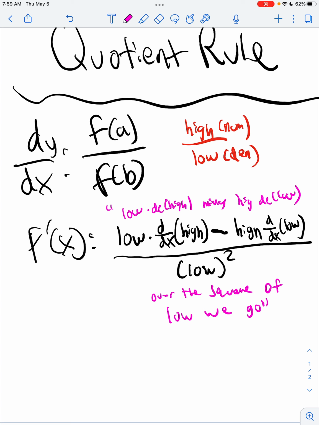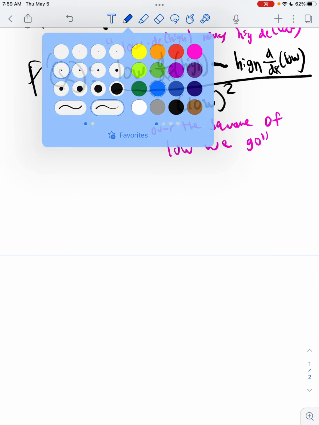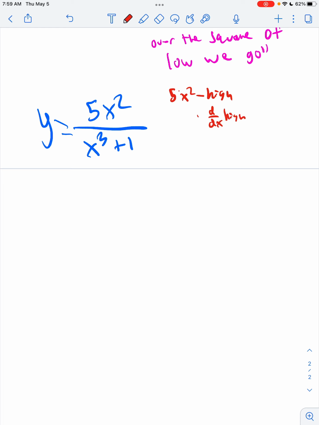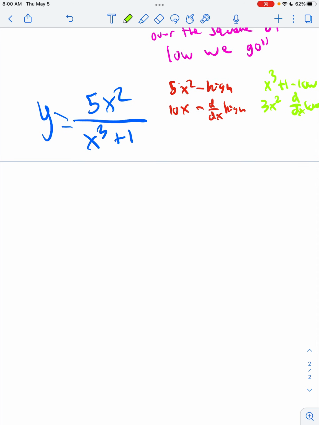So if we were to take a function, let's just pick y equals 5x squared over x to the third plus 1. Again, think about our labels. 5x squared is my high number, so to find its derivative I could use the power rule. Take this 2, bring it out front. So the derivative of the high number is 10x. And then the low number is x to the third plus 1. And again, using the power rule, the derivative of our low number is going to be 3x squared.